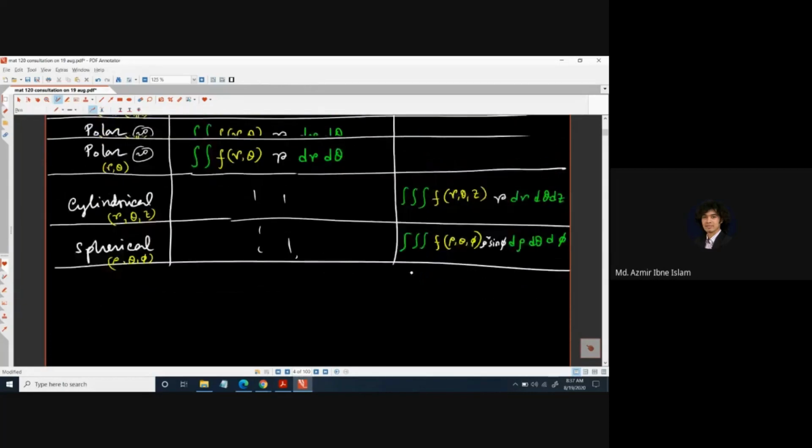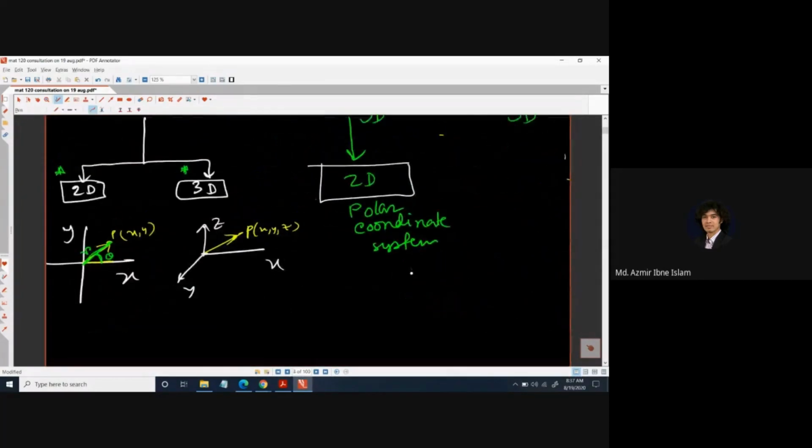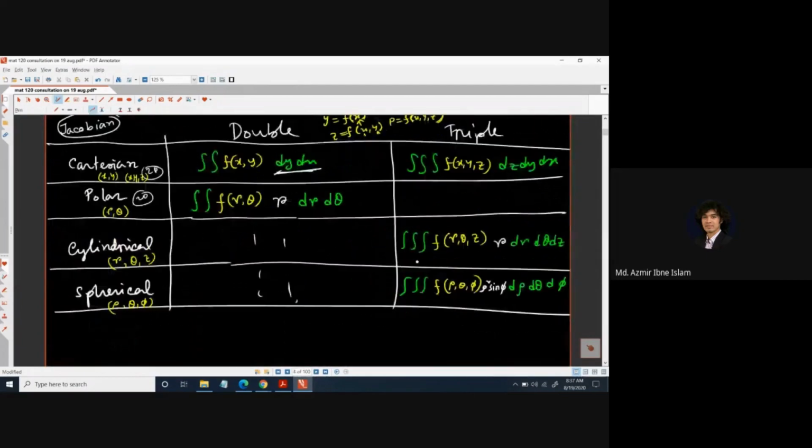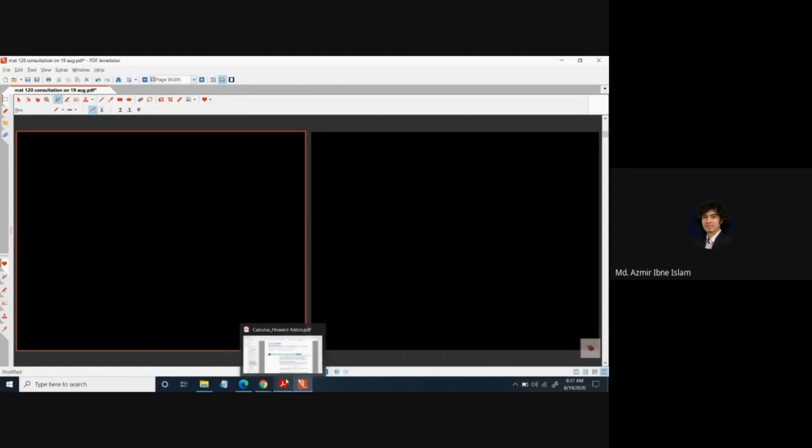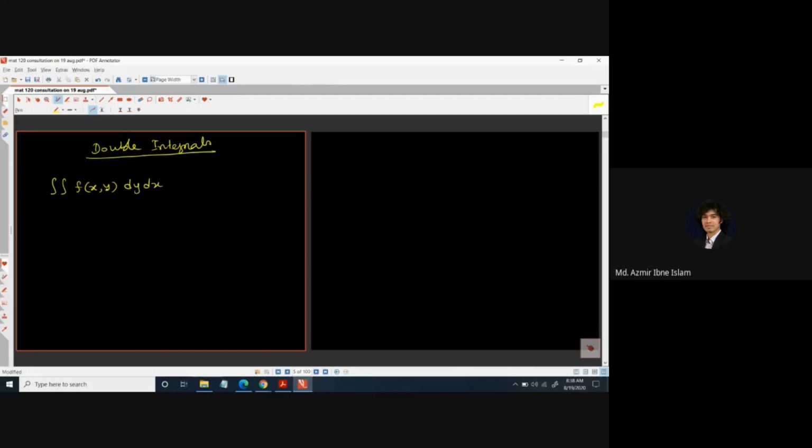So let's start. These are the preliminary concepts that we have to know before starting multiple integrals. So first of all, let's start with the double integral in the Cartesian coordinate system. f of x comma y is a continuous function over y equal to c, y equal to d, x equal to a, x equal to b.